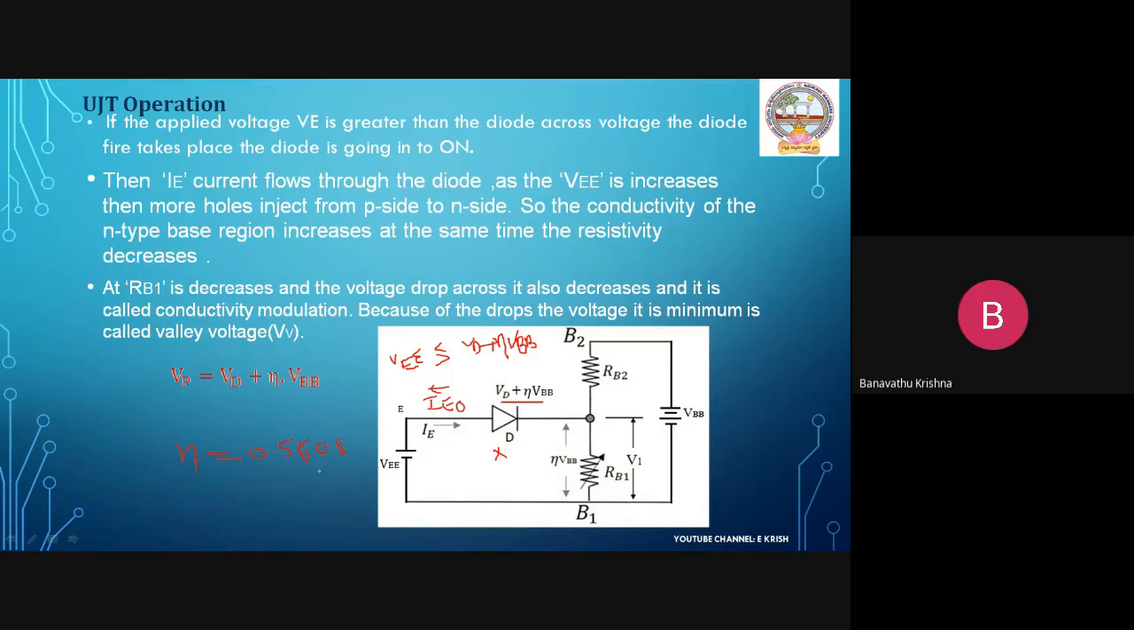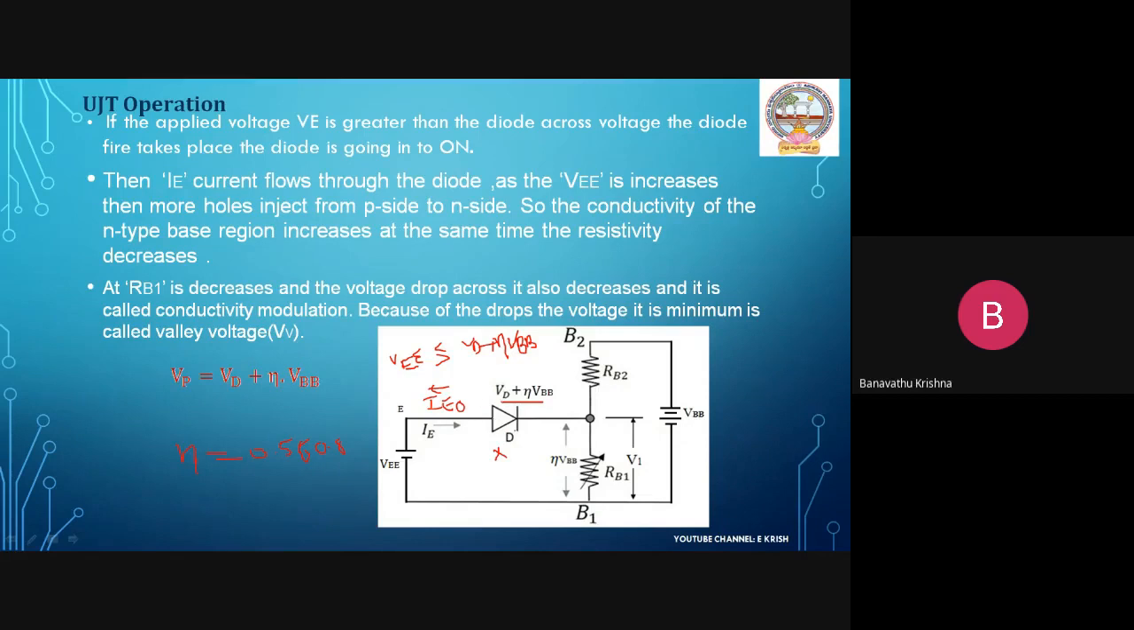Okay, understand it? It's clear. This voltage is greater than this voltage. This voltage will be applied at the anode, and this much of voltage at the cathode, and VE is greater than this cathode voltage, then the diode goes into forward bias condition. The emitter current is flowing, and the emitter current is increasing.